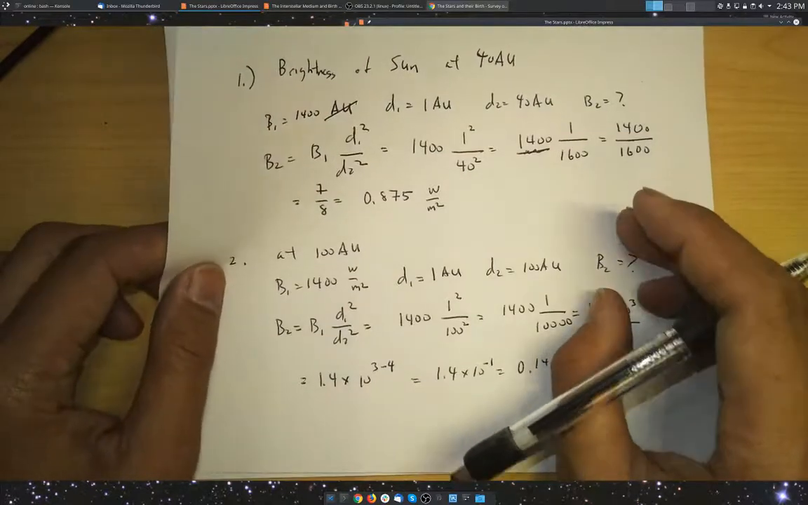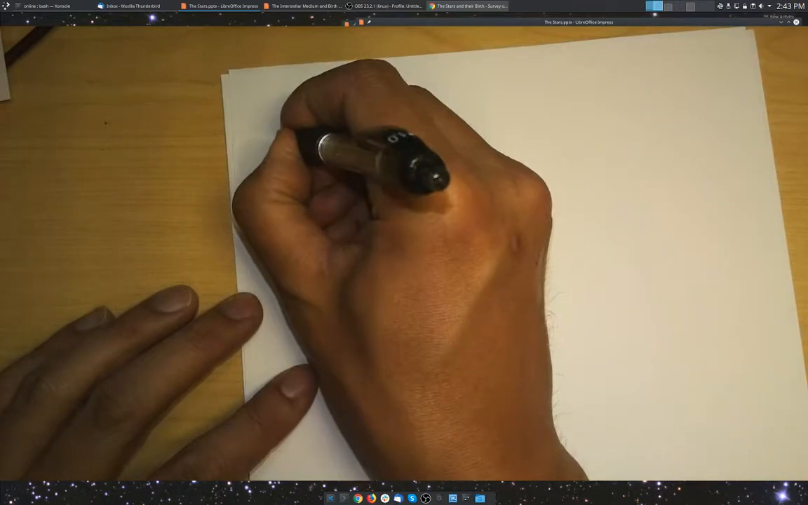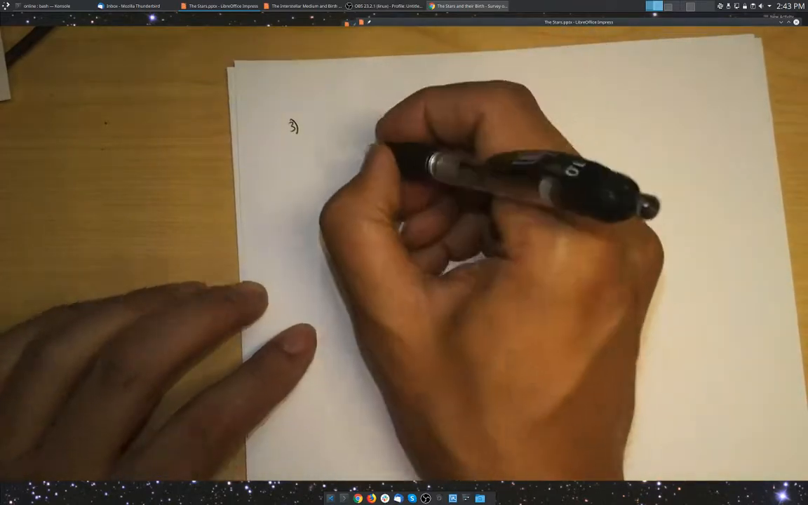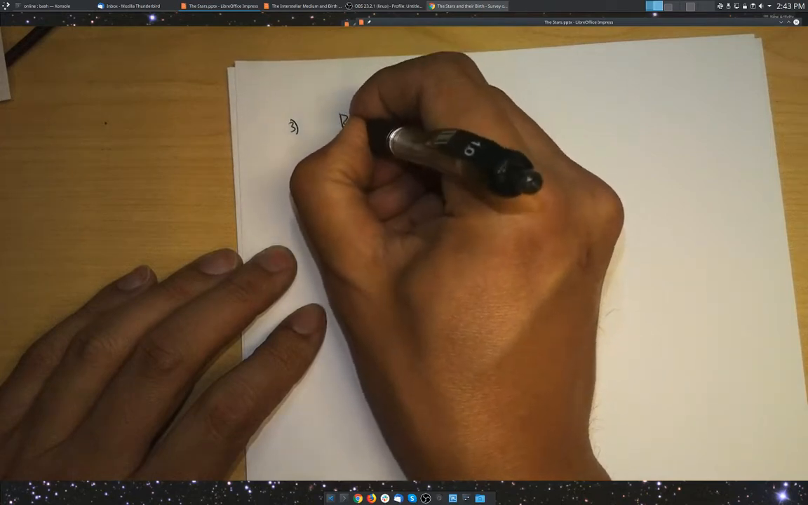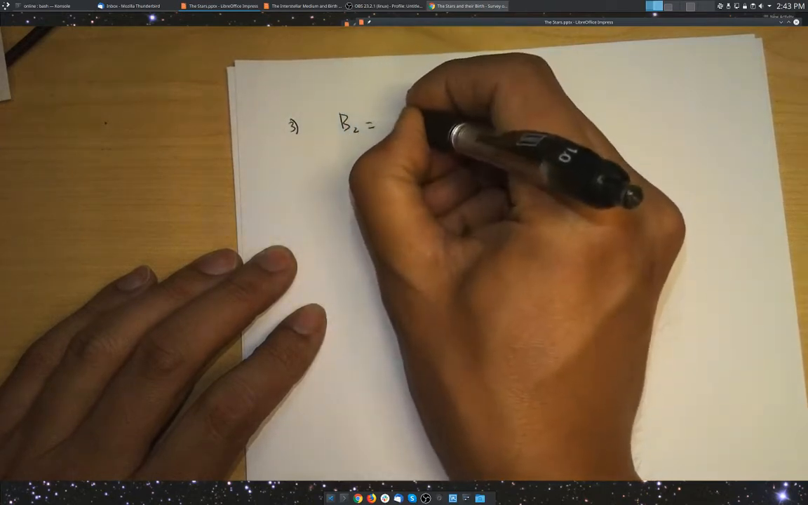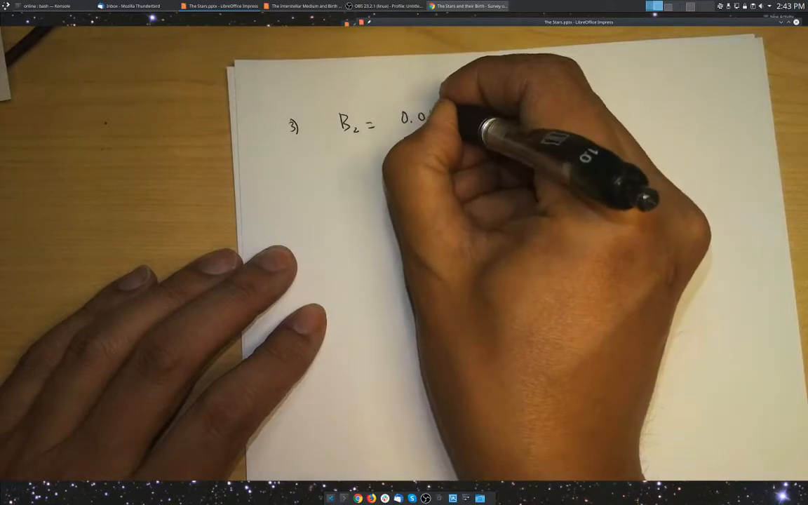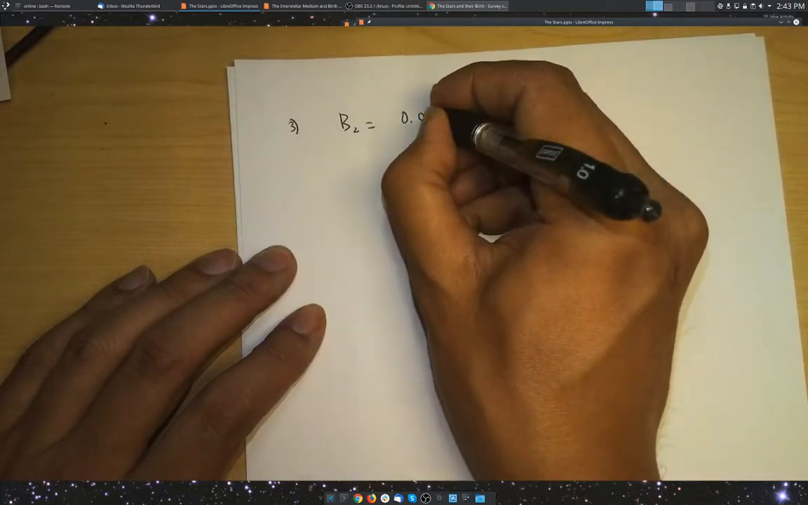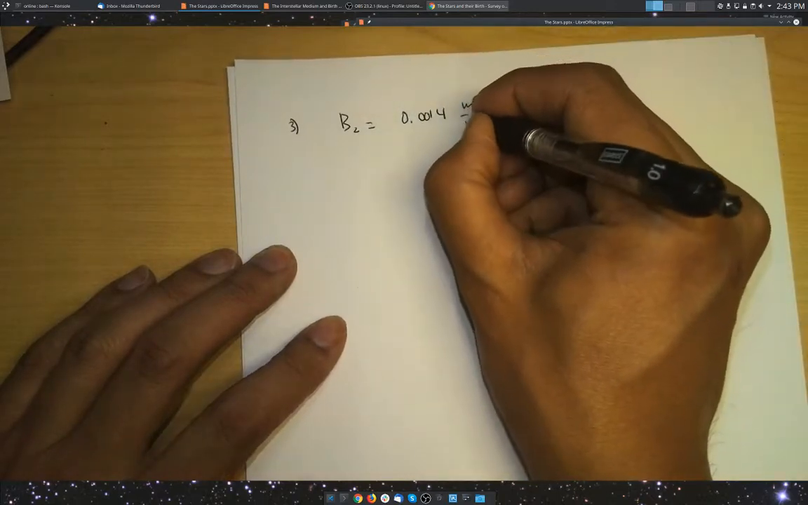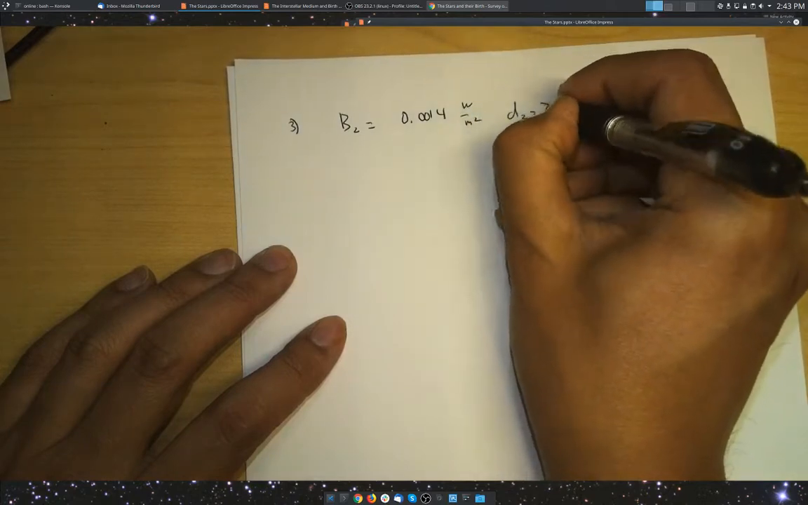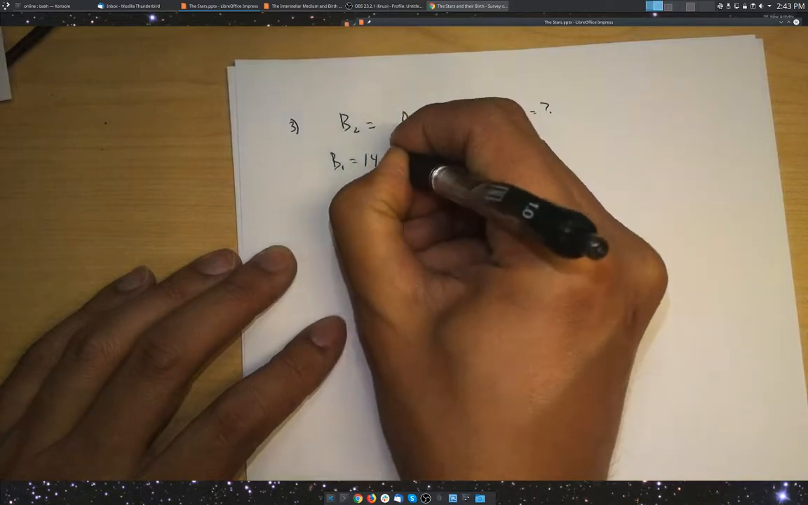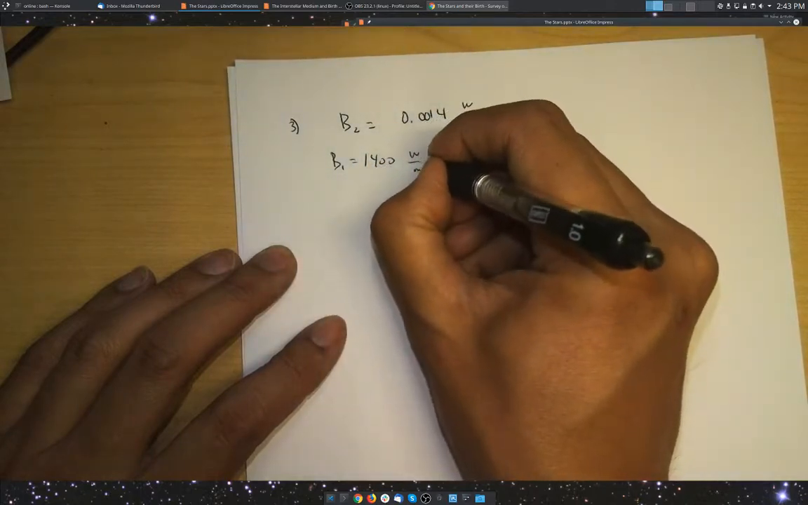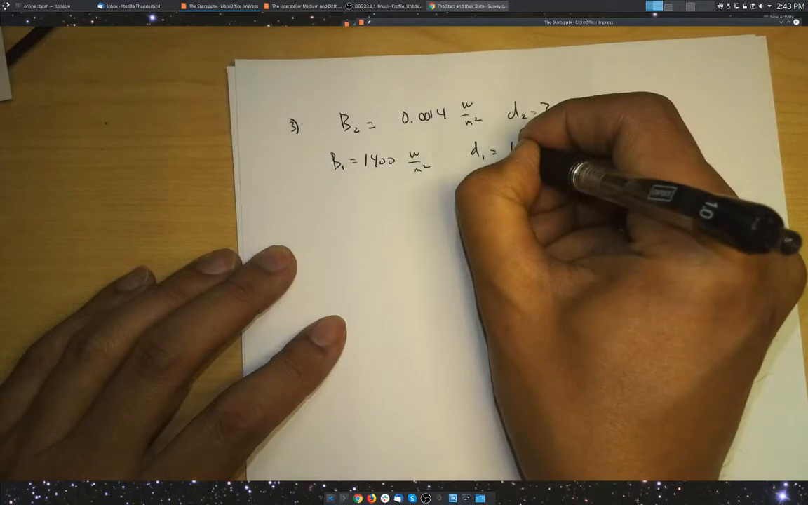All right, last one, right? So number 3 is basically an inversion problem. So we know that B2, the apparent brightness, is 0.0014 watts per meter squared. D2 equals question mark, right? And we know B1 again. B1 is 1400 watts per meter squared, and D1 equals 1 AU.